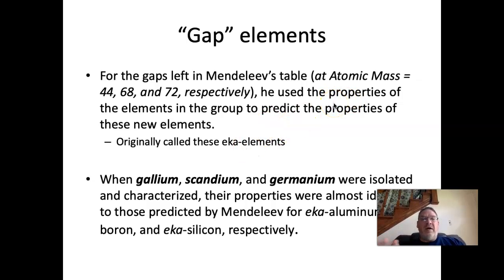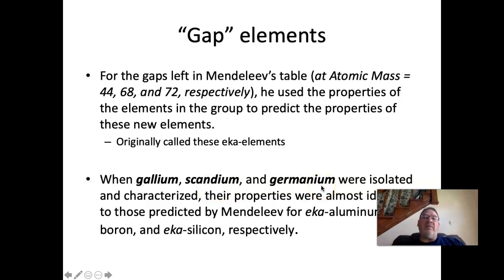So Mendeleev put together these gaps, and what was interesting, he actually used the properties of the elements in the group to predict the properties of the new elements. So for these 3 elements, he predicted obviously their atomic mass, but he also went through melting points, boiling points, density, compounds that they would form with different elements. Those 3 elements, respectively, were gallium, scandium, and germanium.